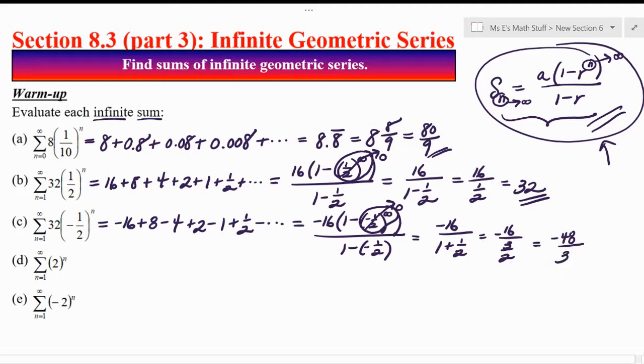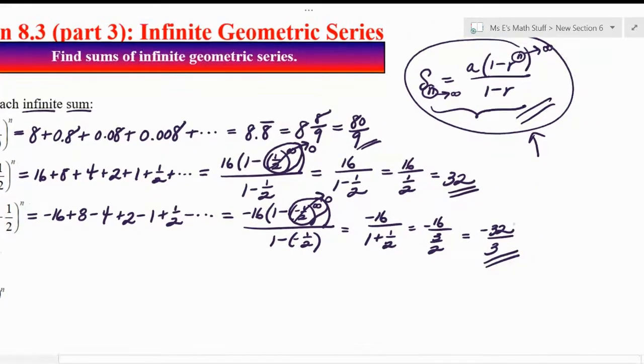you get negative 48 over 3. Is that right? No, because 16 times 2 is 32. There we go. And if improper fractions don't do it for you, that would be negative 10 and 2/3. That works too. Here we go, all right, my friends.